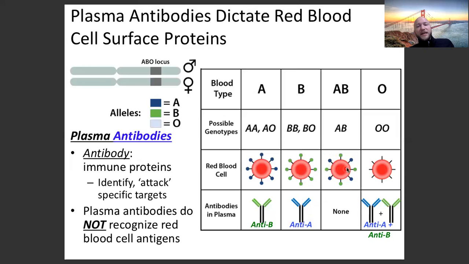Somebody who has AB blood is going to know not to produce A or B antibodies, even when exposed to those bacteria. Somebody who has O blood is going to be exposed to those bacteria and going to produce A antibodies and B antibodies. Somebody who's O is already always going to have those anti-A and anti-B antibodies within their blood. Plasma antibodies do not recognize red blood cell antigens. Perfect.